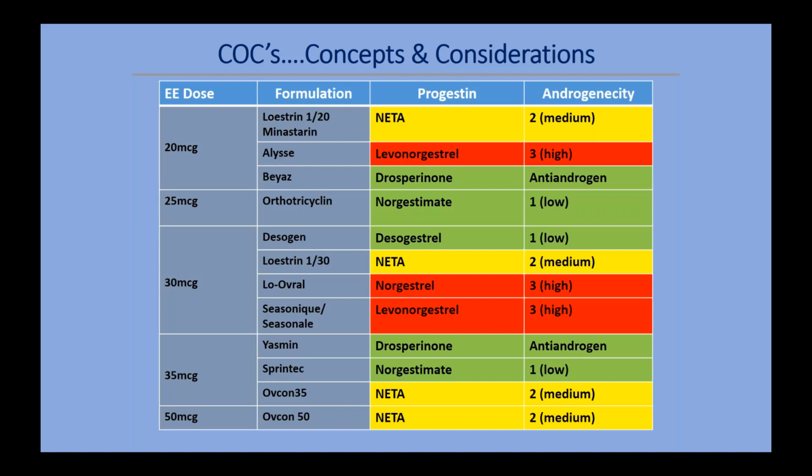In this, the colors that have been used are really of a traffic light. So the red is caution, stop. Levonorgestrel and norgestrel are highly androgenic potency progestins.